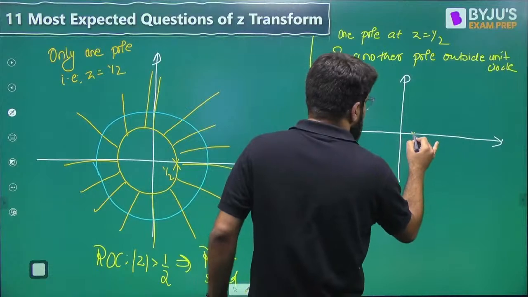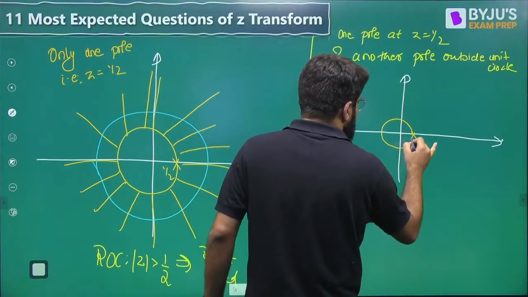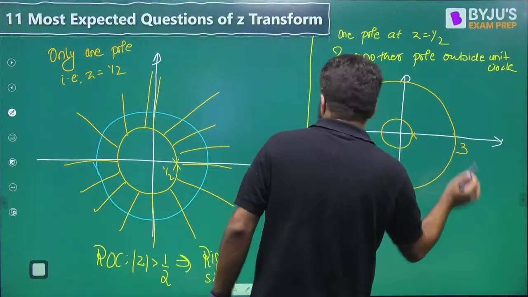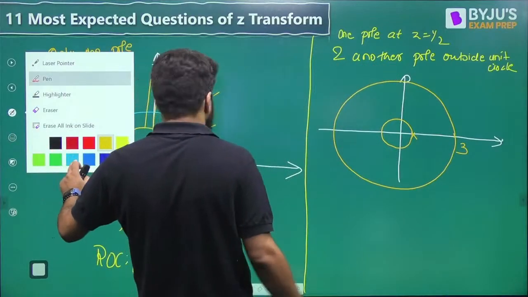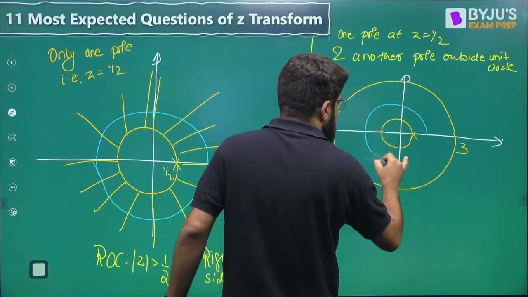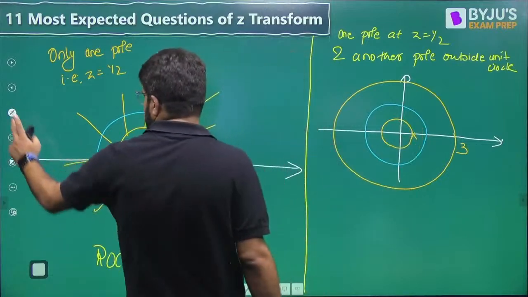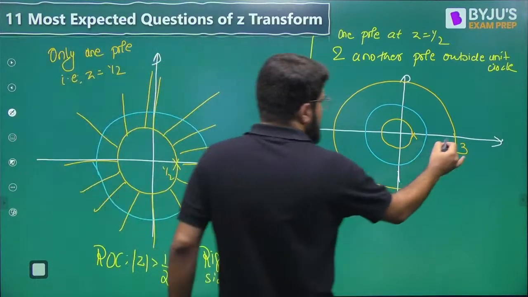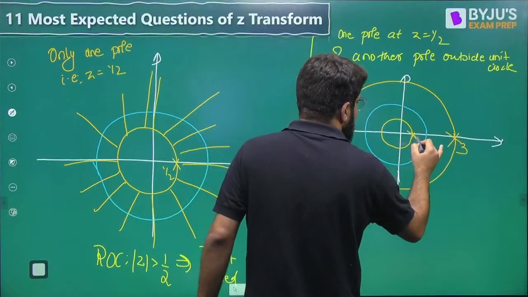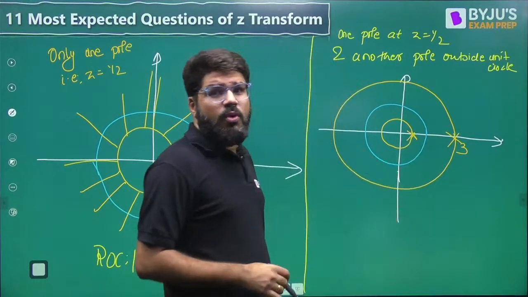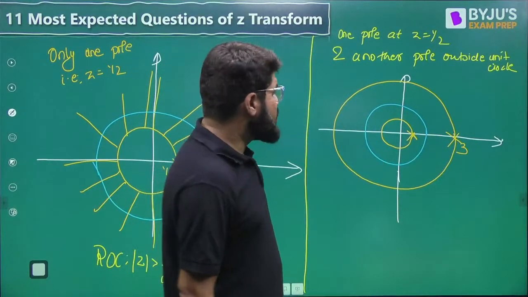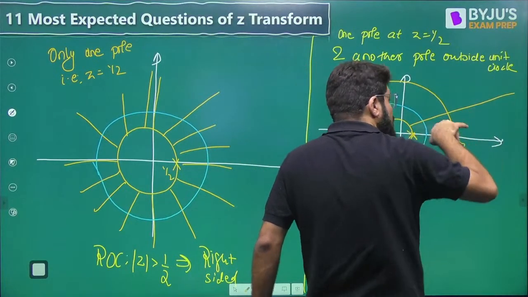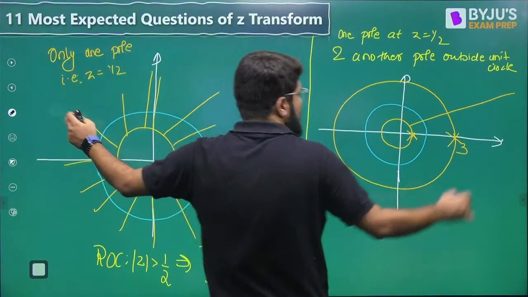So there is a pole at z equal to half, and there is another pole which may be outside the unit circle. Suppose this is 3. Let me again draw the unit circle. Suppose there is another pole at 3 and a pole at half. So what should be the ROC now? The ROC cannot be mod z greater than half. Greater than half means up to infinity and it will include a pole. The ROC cannot include a pole.